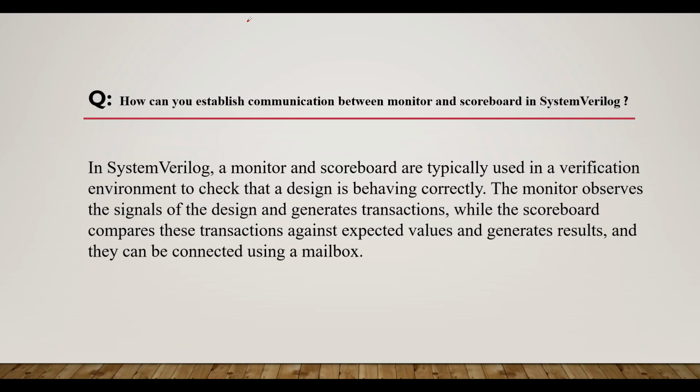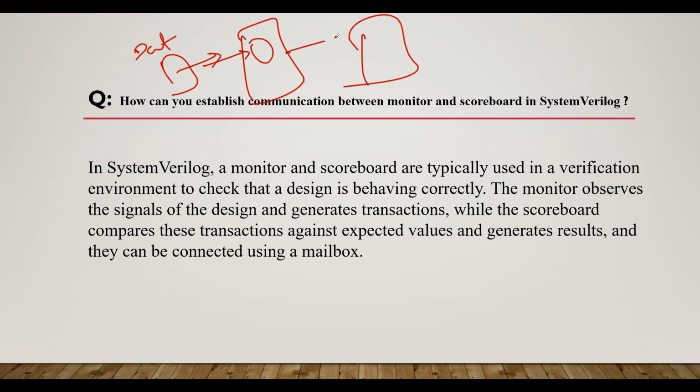Let me give you a simple example. Suppose you have one monitor and one scoreboard. Your monitor continuously samples the values from the DUT. The DUT sends the signal and packet to the monitor. The monitor samples the packets and passes them to the scoreboard, where you have written some expected checkers that compare with the actual result. If your expected result matches your actual result, you can display pass, otherwise it is fail. This is the general use of monitor and scoreboard communication, and this communication is established using a mailbox.